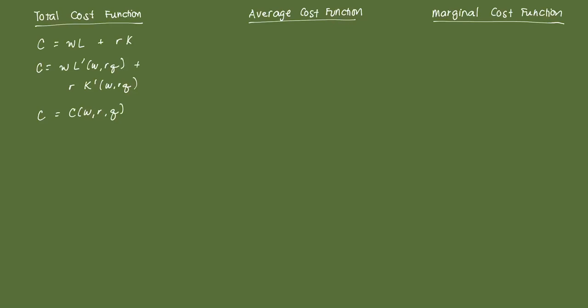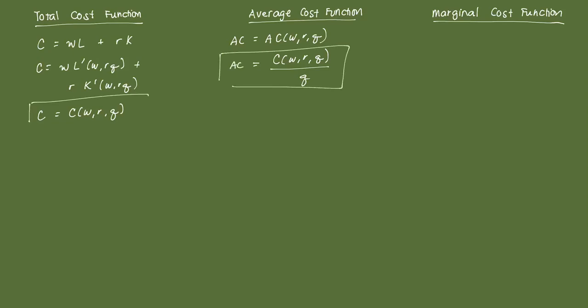Now, the average cost function is very similar to our conception of an average, and what we do is we find that by computing for total costs, so we need to use the total cost function, and we're going to divide that by the unit of output. So AC, which is a function of W, R, and Q, is going to be equal to your total cost function, so that's this one, divided by Q. And that's your average cost function. Let me just box them.